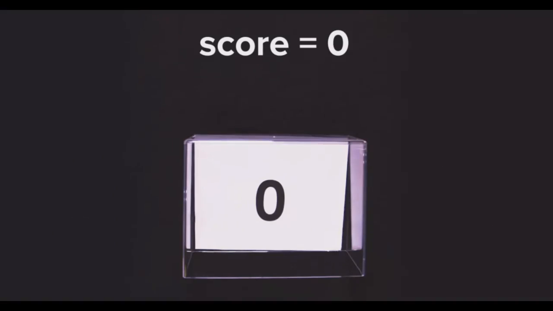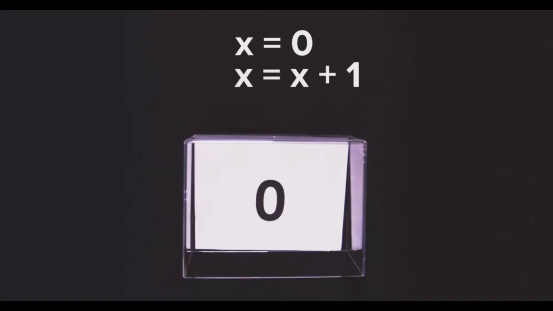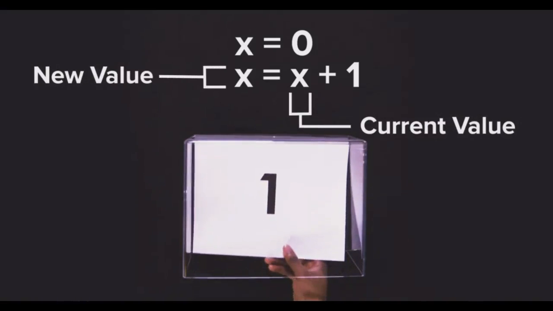Let's visualize the game score example in a slightly different way. The first line of code, x equals 0, initializes variable x to be 0. The second line of code, x equals x plus 1, sets variable x to a new value. The new value is equal to the current value of x plus 1. The current value is 0, so the new value will be 1. If it continues to increment from the current value of 1, the new value will be 2. Number variables can also decrement, or update to a lower value.